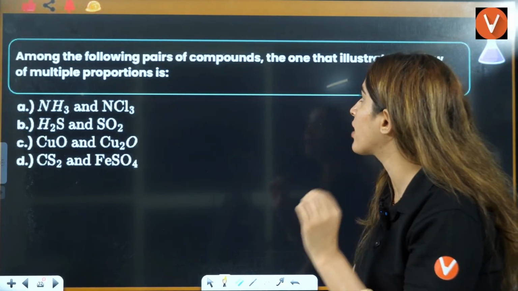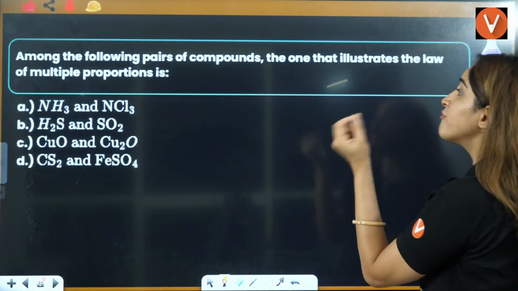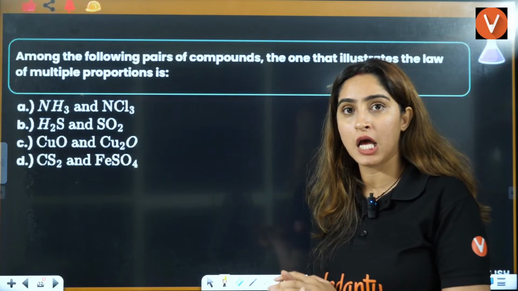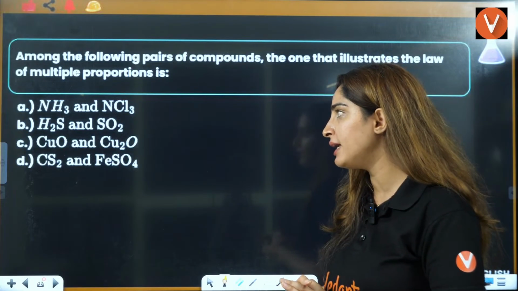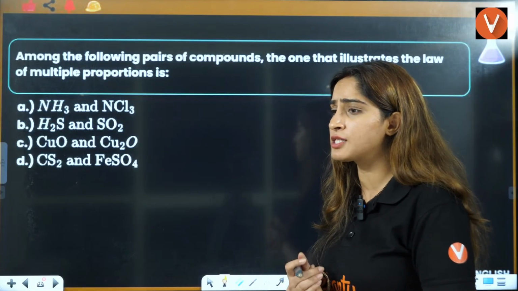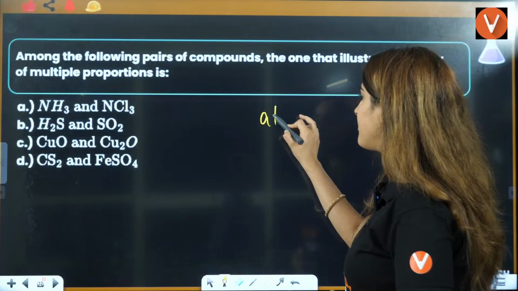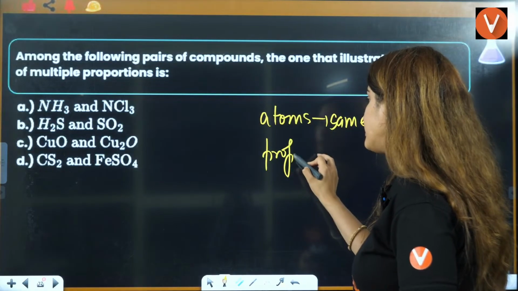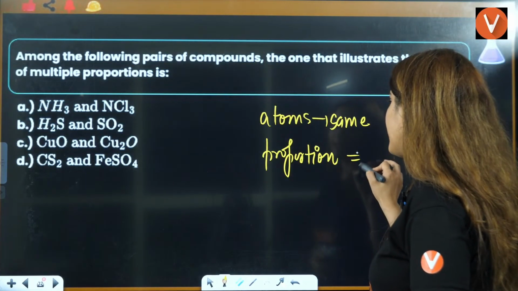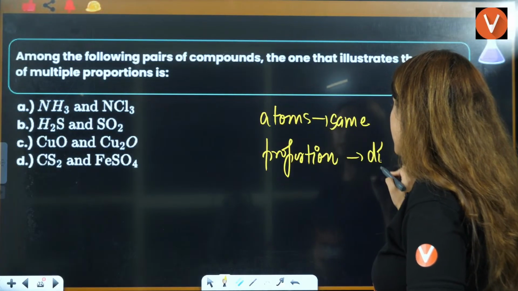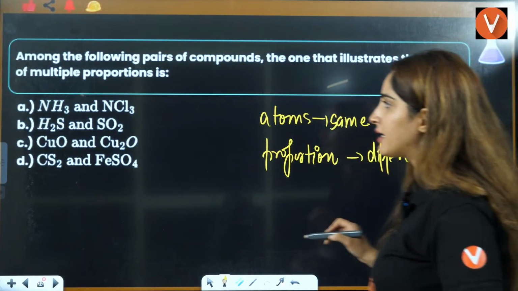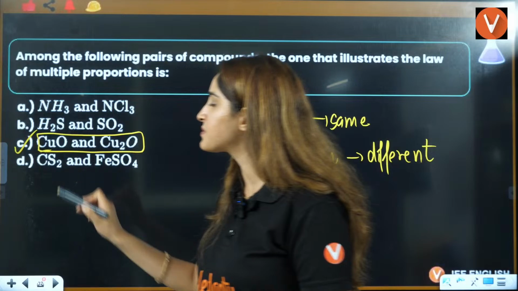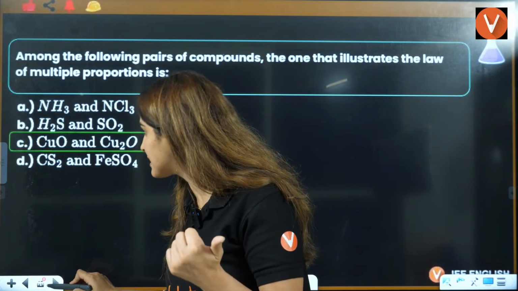Among the following pairs of compounds, the one that illustrates the law of multiple proportion. Everybody, you can easily answer this. Multiple proportion means the elements should be the same, but the proportion in which they combine has to be different. Atoms are the same, proportions are different. The answer is C.